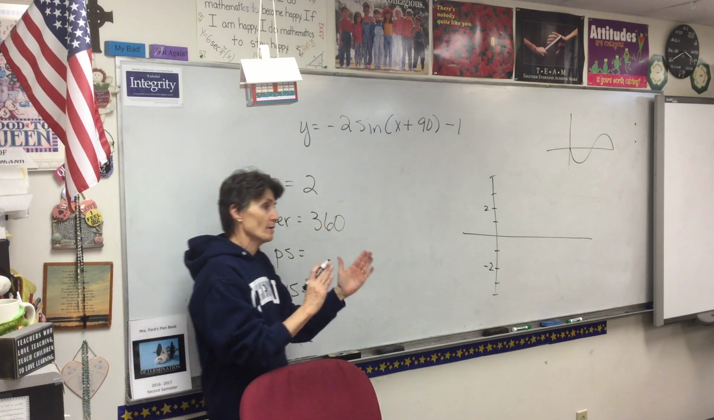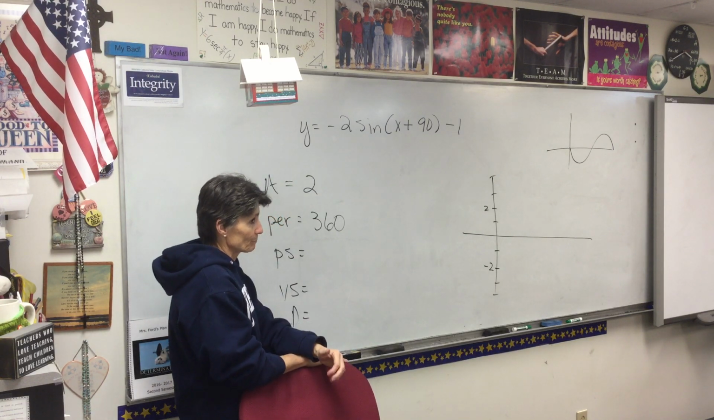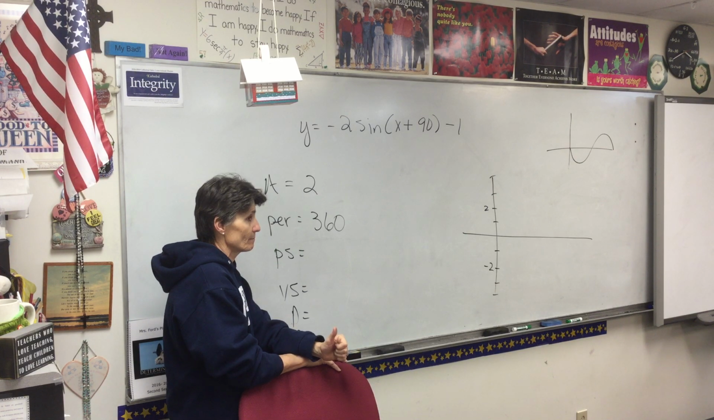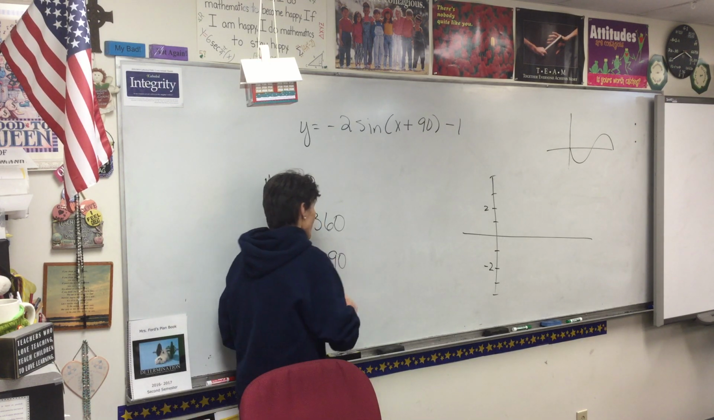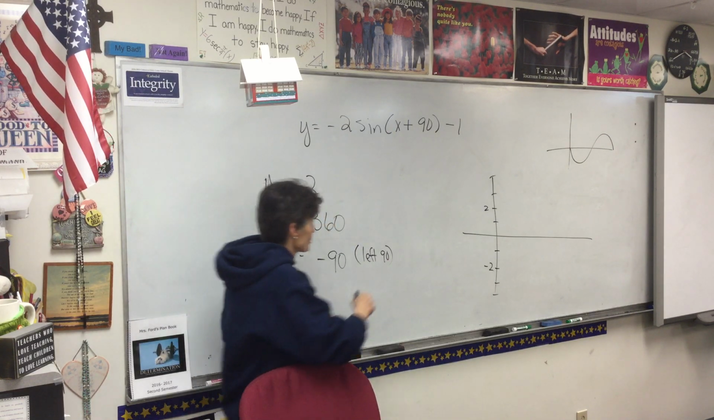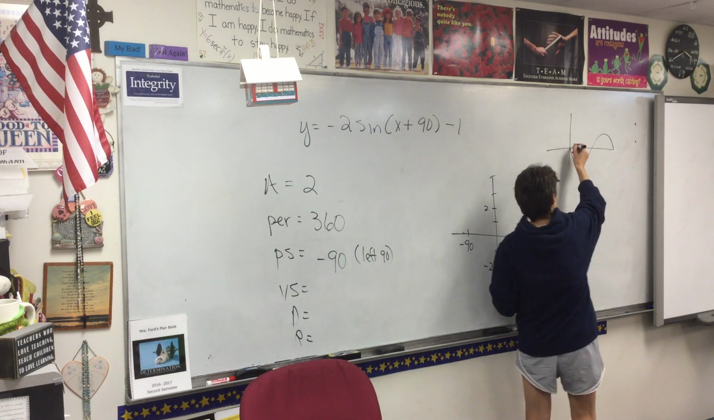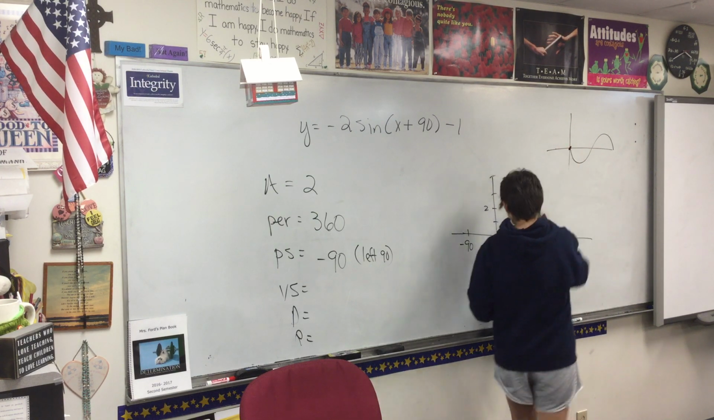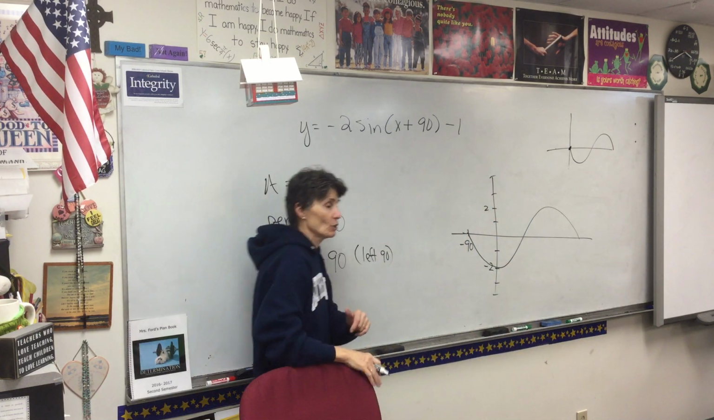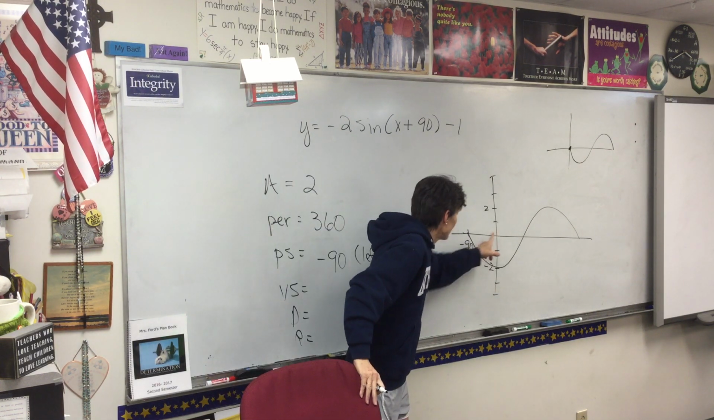Phase shift, that's your horizontal shift, comes from the parentheses. This picture has been shifted how? How much? 90? Which way? Left. So this one has a negative 90 phase shift, or you can say left 90 if that makes more sense to you. So in other words, my sine curve that was supposed to start at the origin is now starting back here. So that is what my sine curve looks like. It's been shifted 90 degrees. It was supposed to start here, now it starts here.